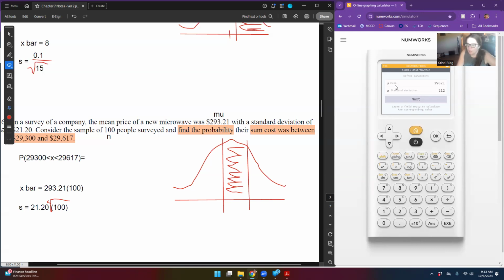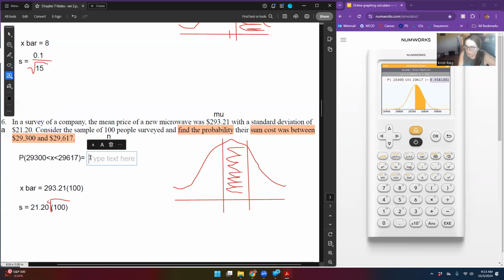But remember, the important thing to remember is this is not mu from the problem. This is x bar from the problem. This is s from the problem. And last but not least, I want to go in between what two numbers? It tells me 29,300 and 29,617. Hit enter. Kind of looks like my picture here. So I know rounded to 4 decimal places is going to be 0.4581.